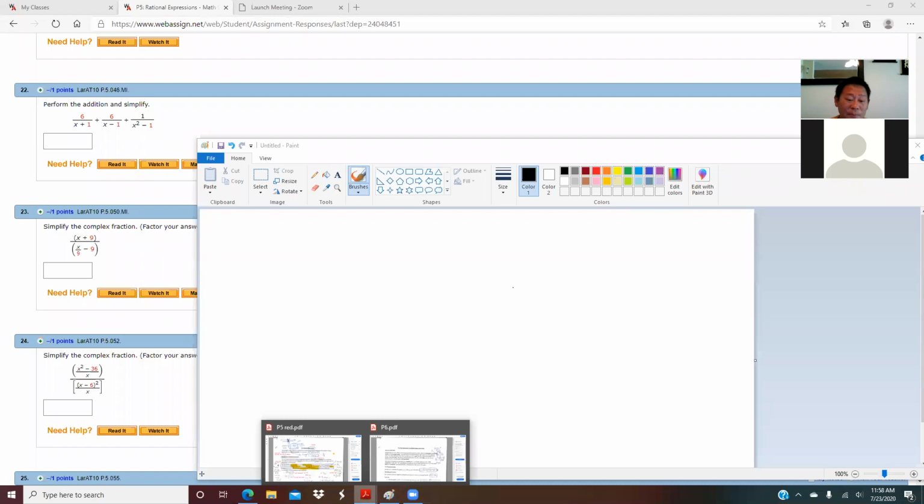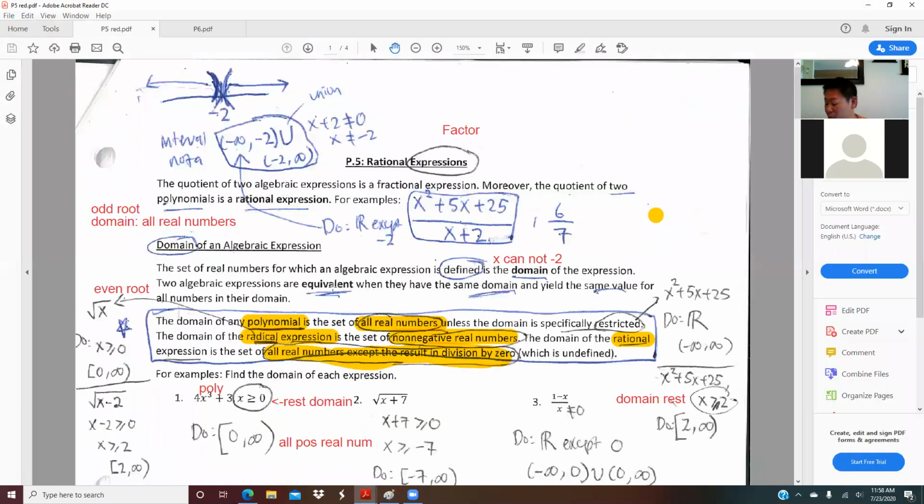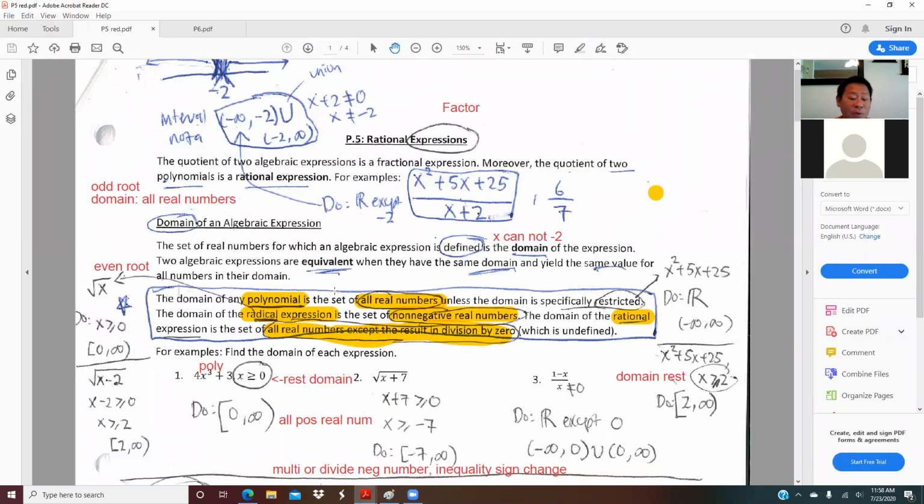Some of you scan some stuff for me and send it to me, which is perfect. I always look at your stuff and see if you got it or not. So make sure you have your questions if you have any questions for me. Let's finish up P5 first, and then we'll go through some of the questions, 23, 24, 25, 26.